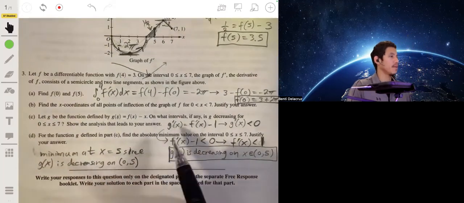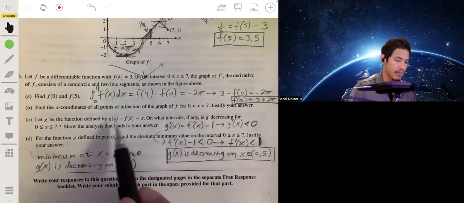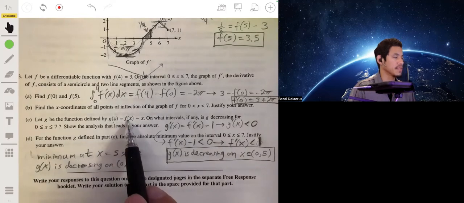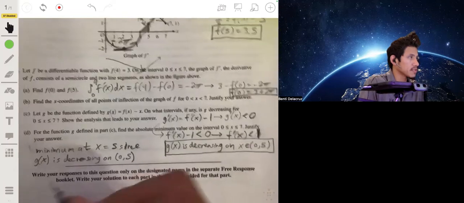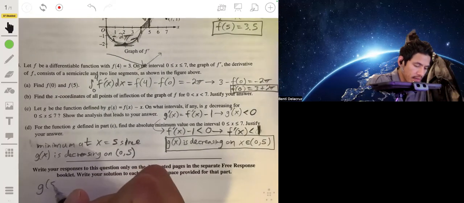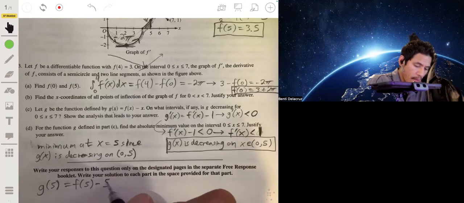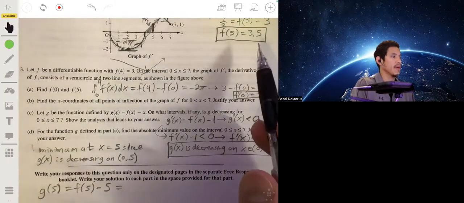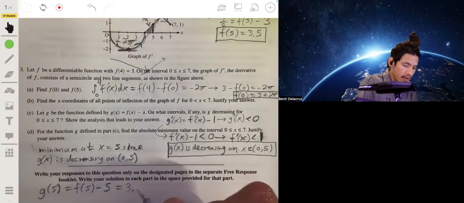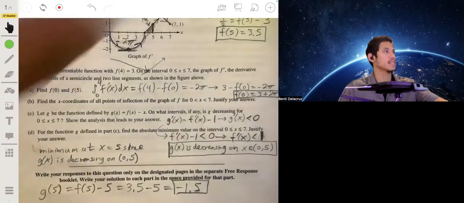Now, to find the value, we just have to evaluate this. We evaluate g of 5, which is equal to f of 5 minus 5. We found that f of 5 earlier was 3.5. So 3.5 minus 5 gives us negative 1.5. And that's our solution.